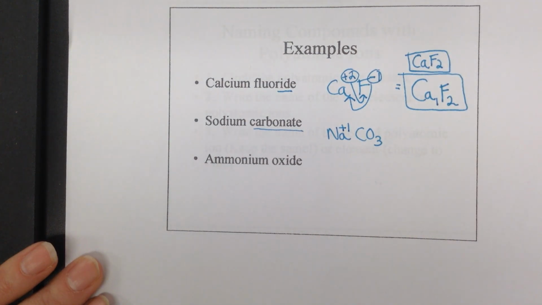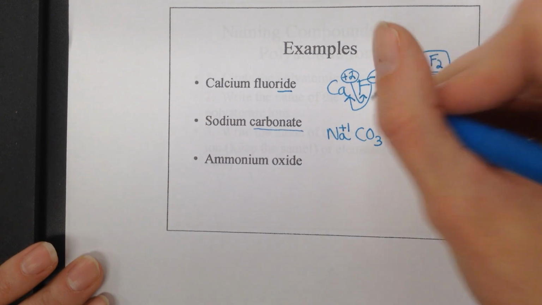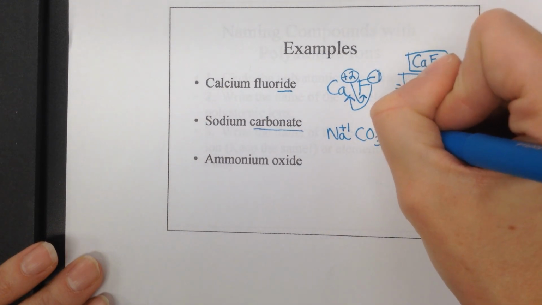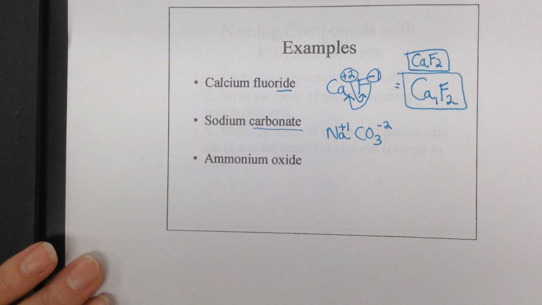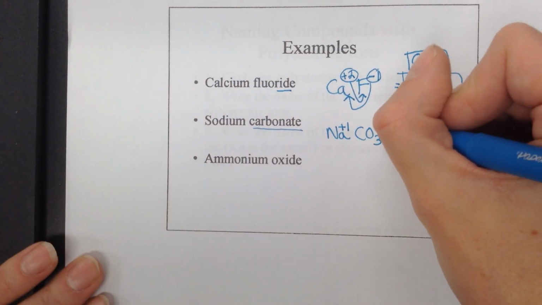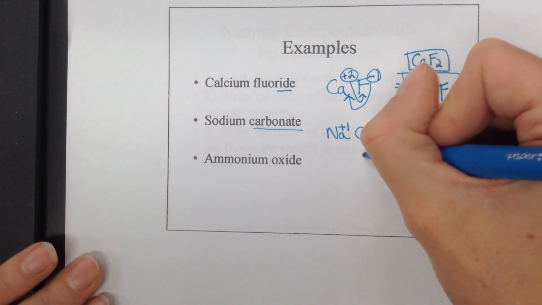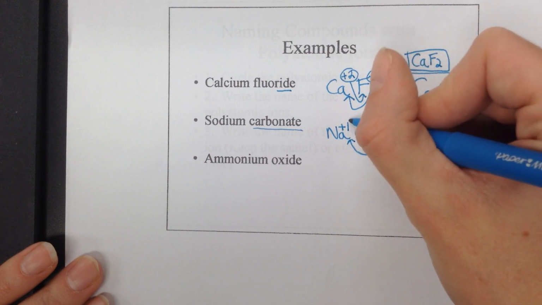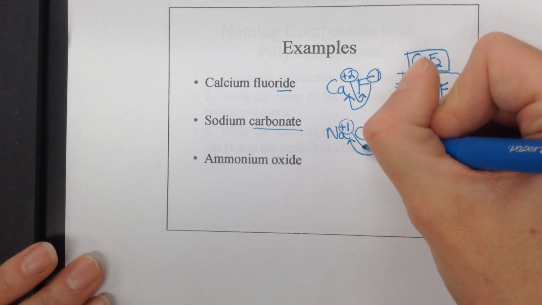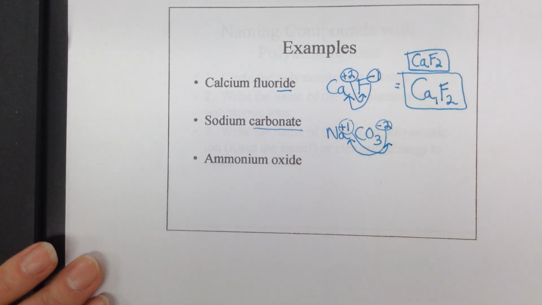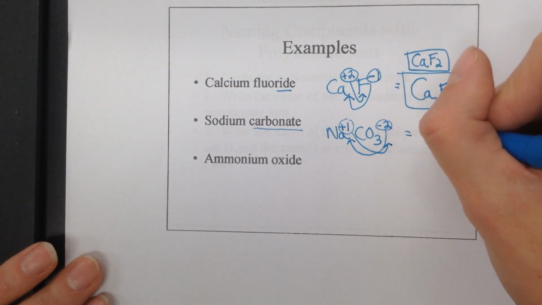Now carbonate, that's a poly. This is what you have to have memorized. CO3 carbonate has a -2 charge. The last step is to do your crisscross method. So the -2 is going to go down here to sodium, and the +1 is going to go right here to carbonate.